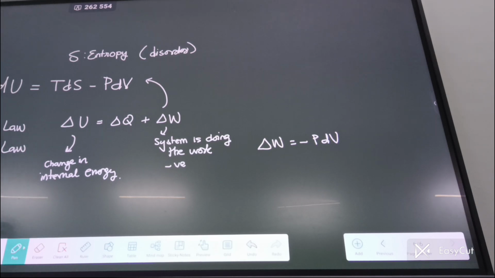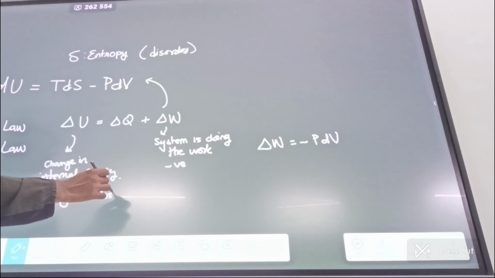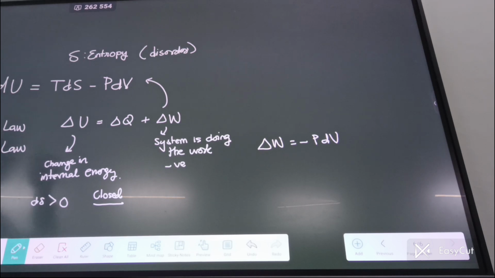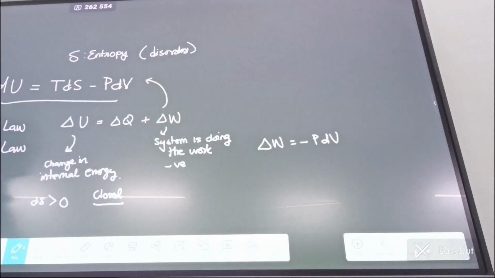What does the second law say? The second law is telling that dQ by T, if the process is spontaneous, the change in entropy is always greater than zero. Change in entropy can be zero in very remote cases, but in a closed system, the change in entropy is always more than zero. Combining these two, we have written this law.